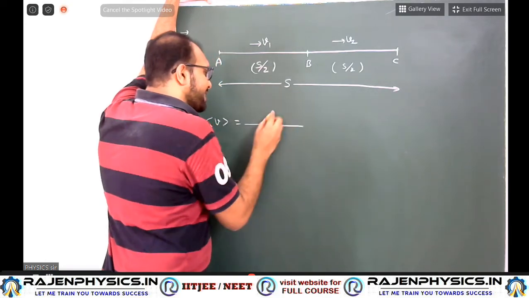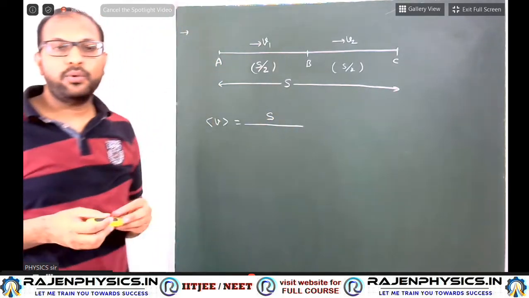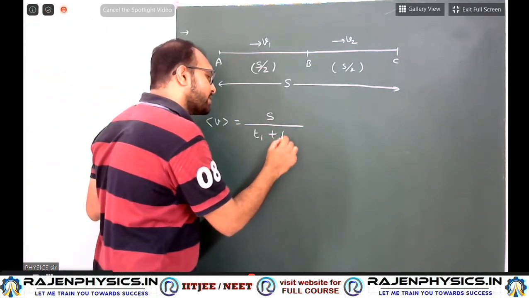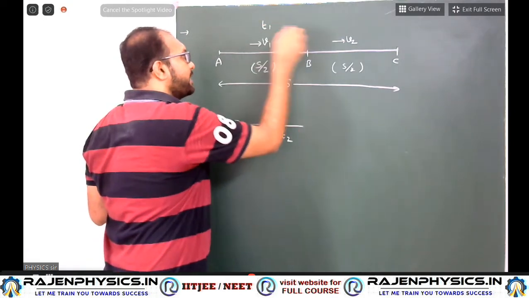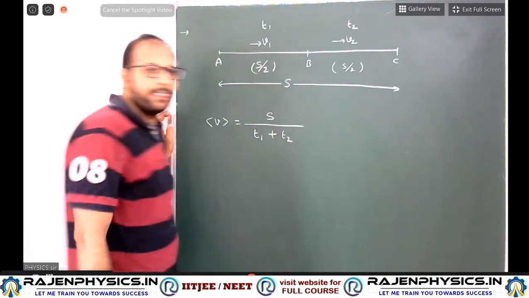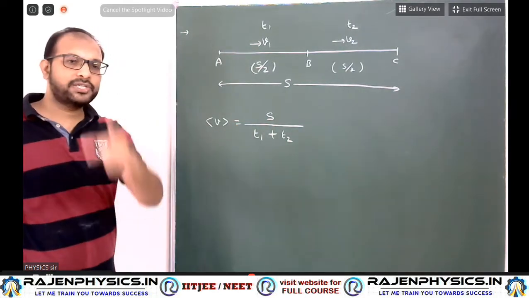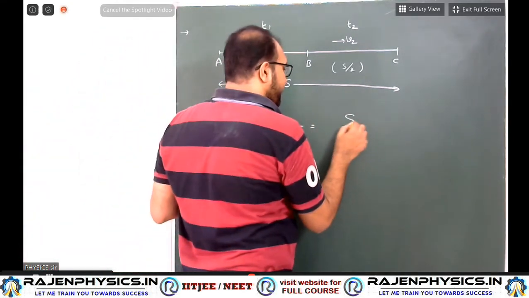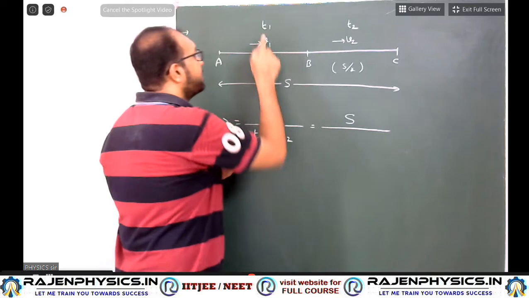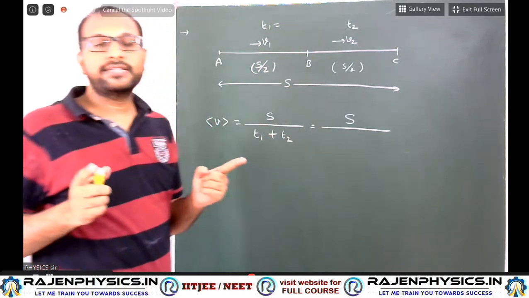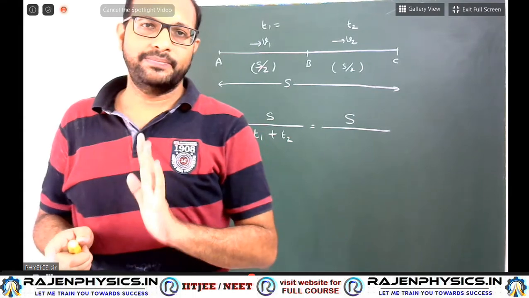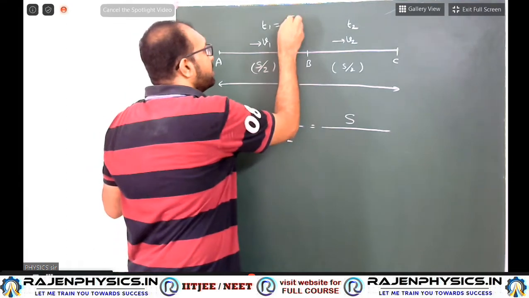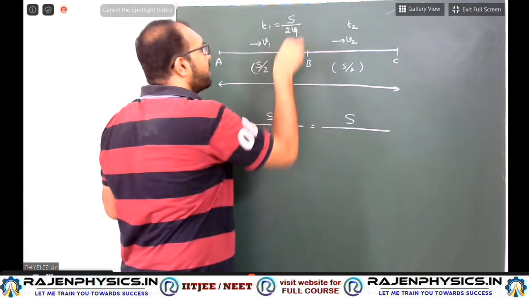Total displacement is S. Now we need the total time. What is the total time? Time t1 plus t2, because here time t1, here time t2. S divided by t1 plus t2 is nothing but the average velocity. But what is t1? T1 is nothing but time equal to distance by velocity. So what is this distance from here to here? S by 2. That's why S by 2v1.